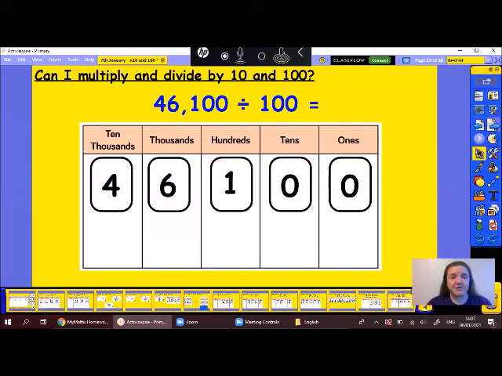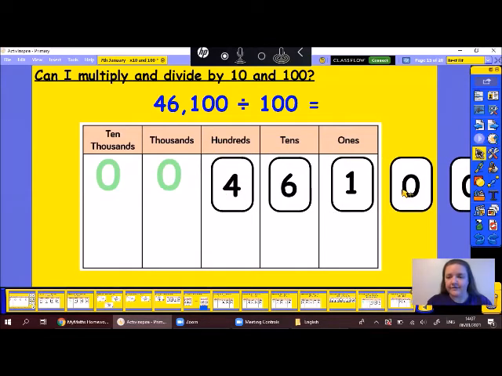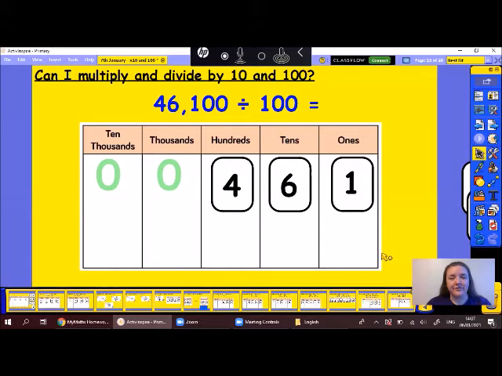Let's try this one just to make sure. We've got 46,100 and we're dividing it by 100. So we know which way it needs to go. We're dividing so it gets smaller. Let's have a look. We know we're dividing by 100, so we're moving it 2 places because it's got 2 zeros. 1, 2. We can get rid of our zeros because they fell off the end. And there we go. 46,100 divided by 100 is 461.